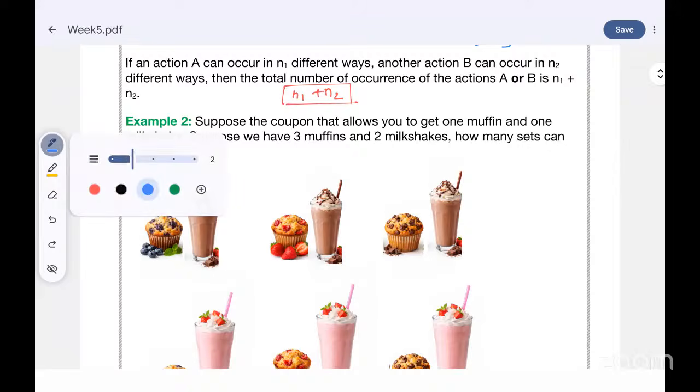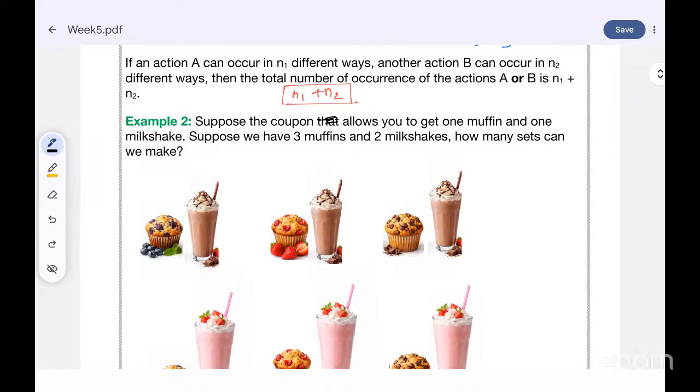Okay, so the coupon is now allowing us to get 1 muffin and 1 milkshake. Suppose that we have 3 different types of muffins and 2 different types of milkshakes. So how many sets can we make? Here you see that we have blueberry, strawberry and choco. So these are the 3 different muffins, and then you have 2 milkshakes, choco and strawberry. So how many combinations are possible?